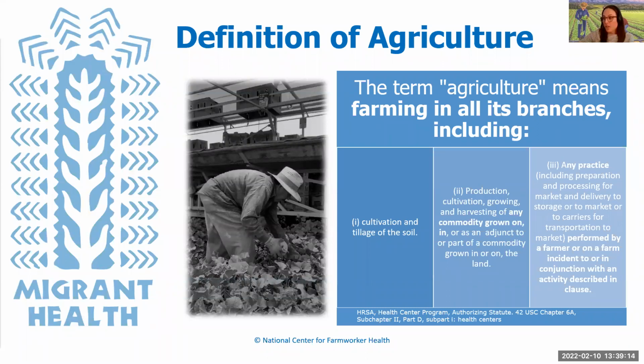So what is the definition of agriculture? The HRSA definition is farming in all of its branches, including crop production, animal production, aquaculture, and support activities. Agriculture involves everything from prepping the soil, seeding, planting, growing, picking, packing, to transporting.